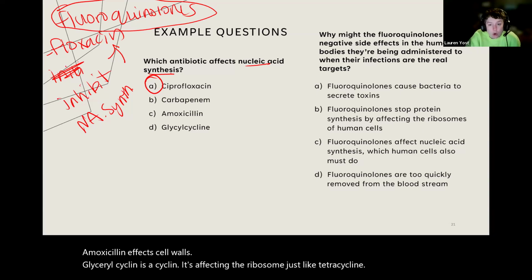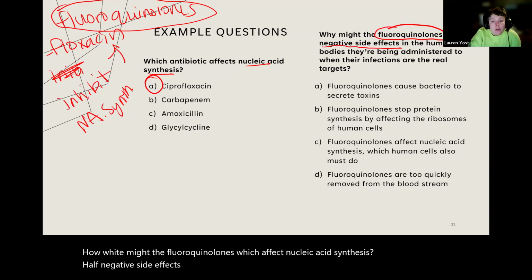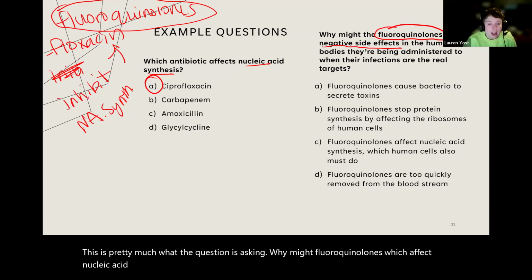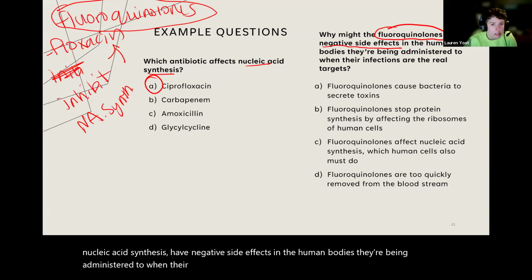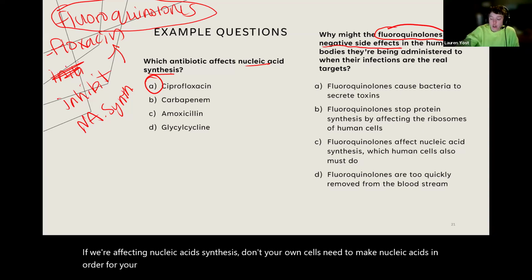And why might the fluoroquinolones, which affect nucleic acid synthesis, have negative side effects in humans? This is pretty much what the question is asking. Why might fluoroquinolones have negative side effects in the human bodies they're being administered to when their infections are the real targets? Well, if we're affecting nucleic acid synthesis, don't your own cells need to make nucleic acids? In order for your cells to function, your genes code for RNA, right? And that RNA is turned into protein.